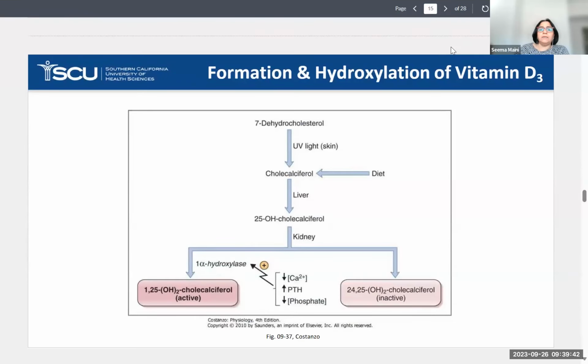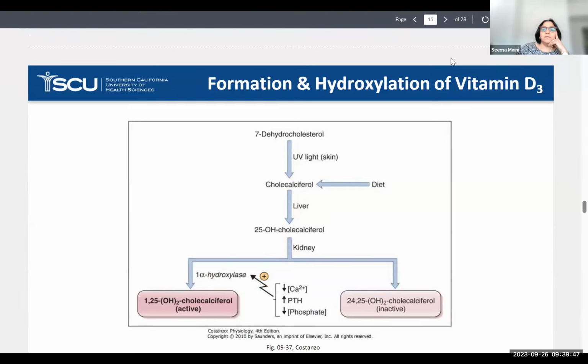And then the next thing we are looking at is hydroxylation of vitamin D. We have vitamin D in its precursor form, which is not physiologically active, and that is 7-dehydrocholesterol. We have this form in our skin cells. And when ultraviolet light rays fall on the skin, 7-dehydrocholesterol is converted to cholecalciferol. This is the form of vitamin D we consume in our diet also.